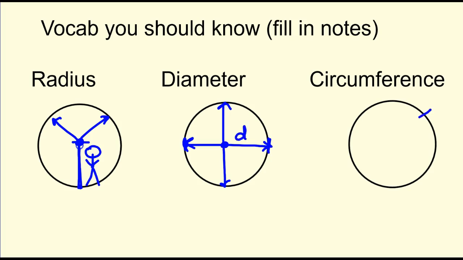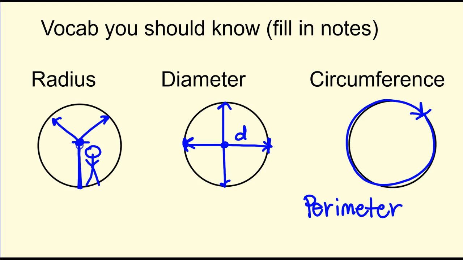And then circumference. He left the bark on the outside, so this measurement around the outside of a circle is the circumference. Think of it like the perimeter of a circle. So kind of draw those pictures or write those definitions down in your notes.